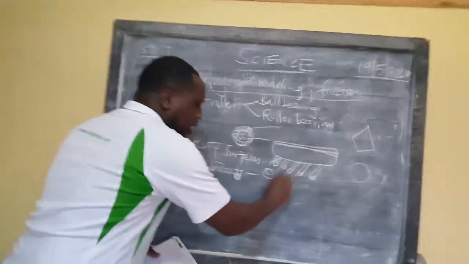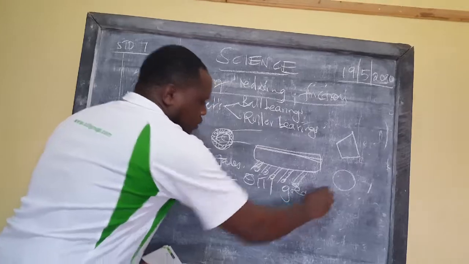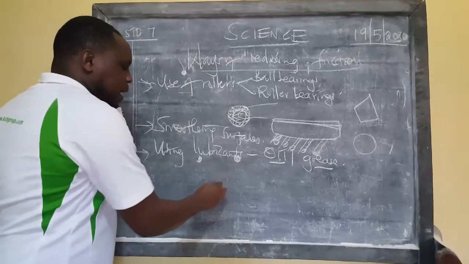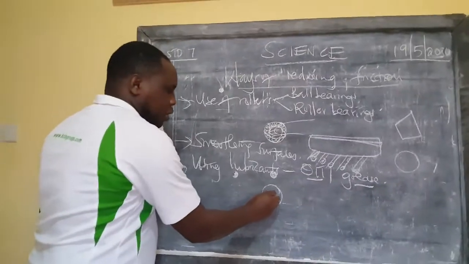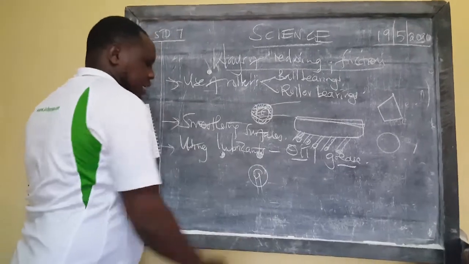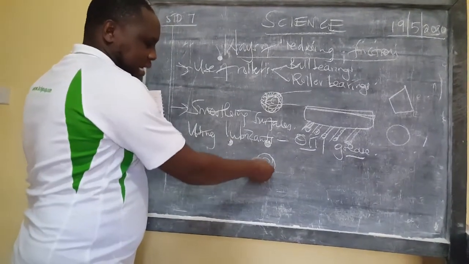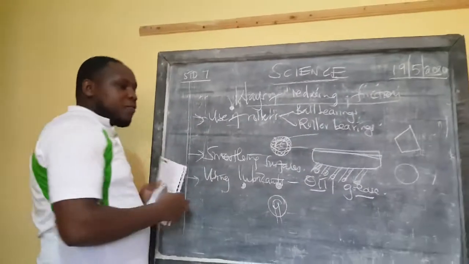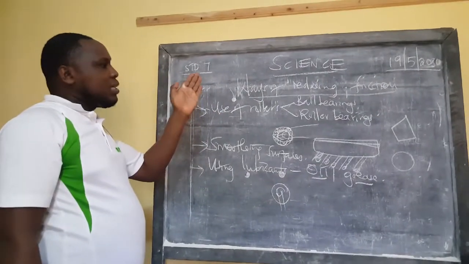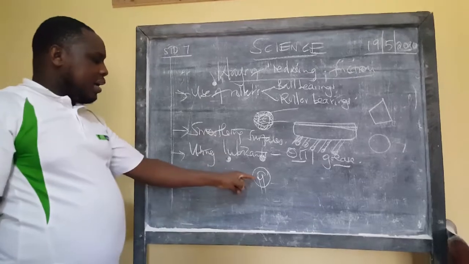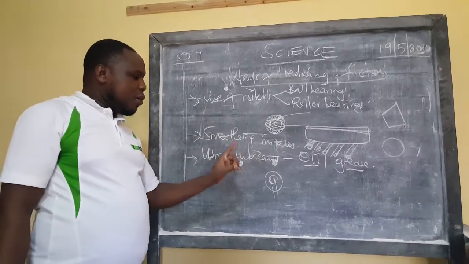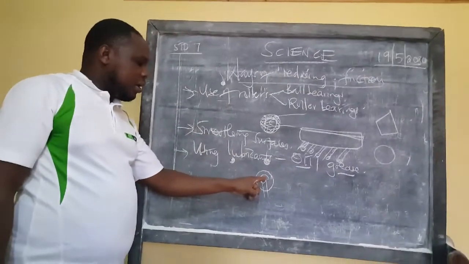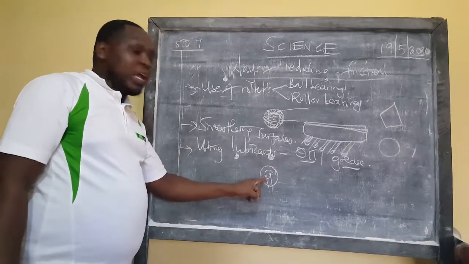Lubricants are of two types. We have oil and grease. These are two substances. You place them, for example, on your wheelbarrow, where there is an axle. You place them in between the axle and the wheel of the wheelbarrow. So what happens? It provides a service between the axle and the wheel, which prevents complete contact of the metal wheel and the axle.